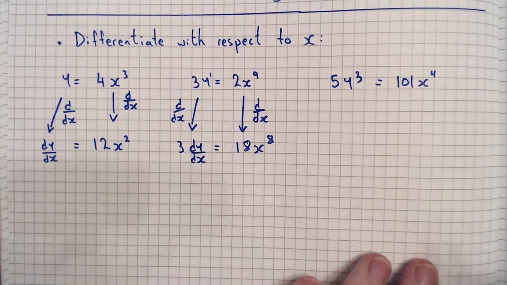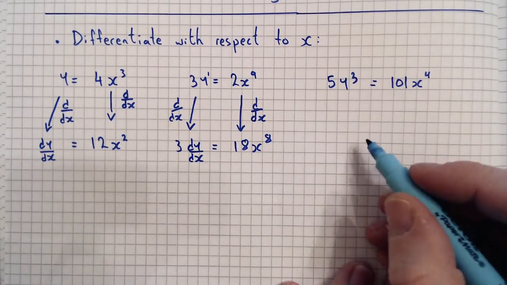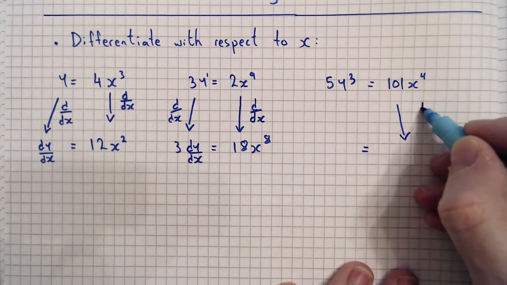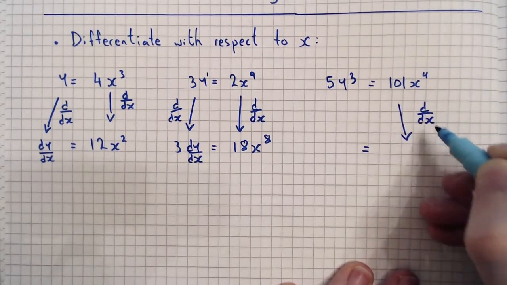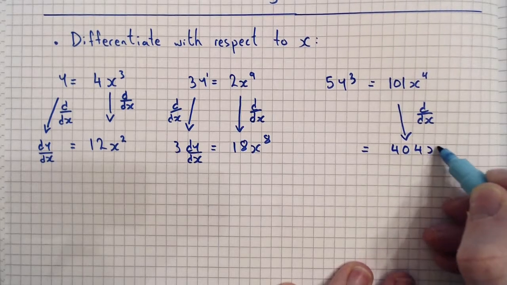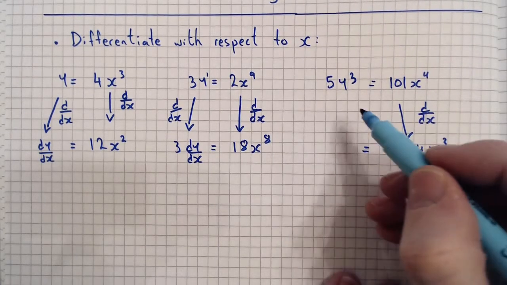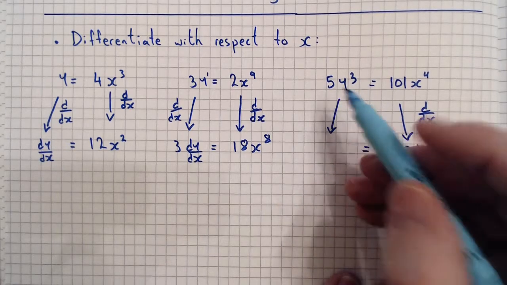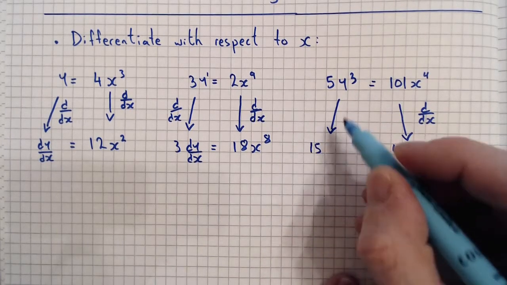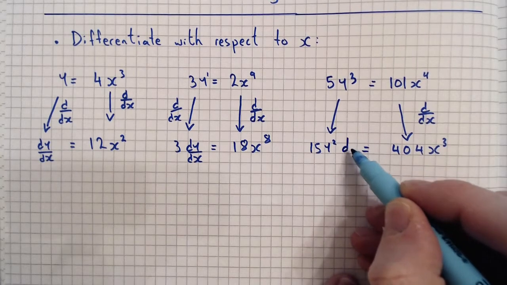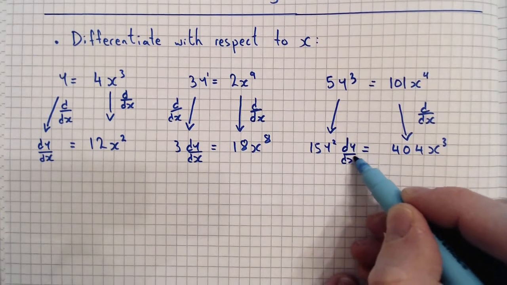And we're going to try it with 5y cubed. If we differentiate this equation, now again, do the x part, very straightforward, multiply by the power, take away 1. So 101 times 4 is 404. Subtract 1, x cubed. It's basically the same thing with 5y cubed. Multiply by the power and take away 1. So 5 times 3 gives you 15. Take 1 from the power, y squared, and then write dy dx because we've differentiated y.